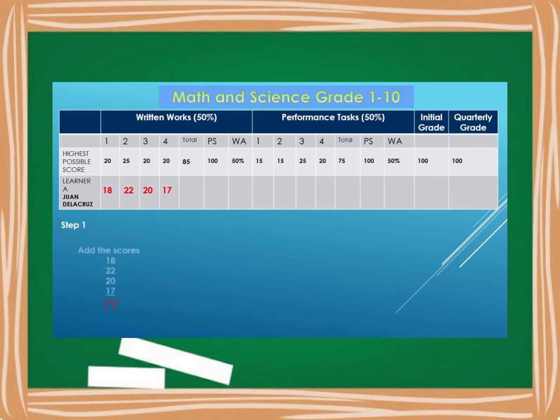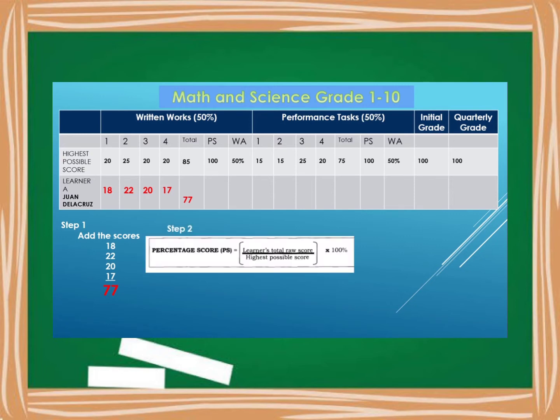Step 1. I-add mo ang mga scores. 18 plus 22 plus 20 plus 17 is 77. Ilalagay mo ito sa total. And then, step 2, babalik tayo sa DepEd order number 8. Ang pagkuha ng percentage score, the formula is learner's total raw score divided by highest possible score multiplied by 100%. Paano natin gagawin yon? Kukunin natin ang 77 and 85. 77 divided by 85 times 100%.